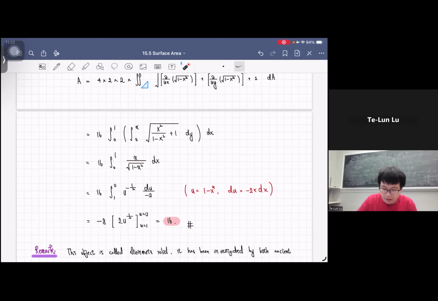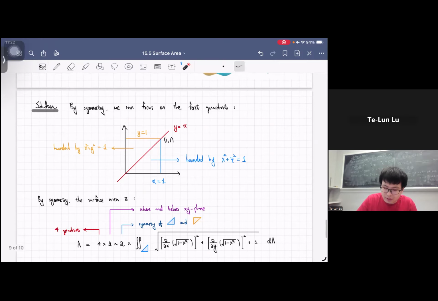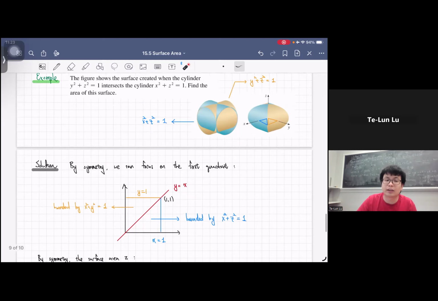So at the end of the day, you get the formula for the whole thing to be 16. Okay? So basically, one of the pieces here will have surface area 1. Oh, sorry. Yeah, very correctly, you have 16 pieces of them above and below. So therefore, you have 16 as the whole surface area.